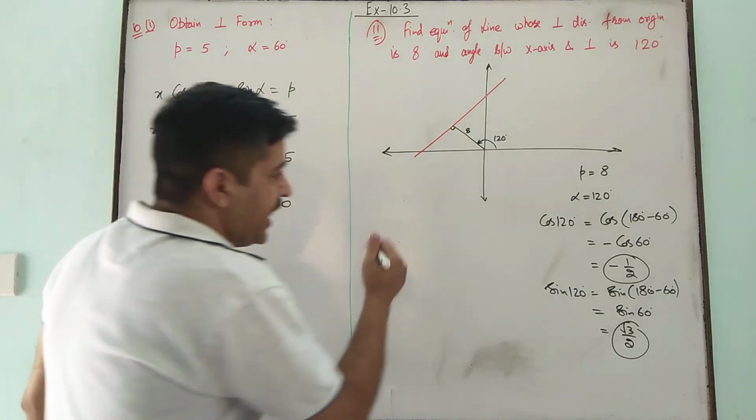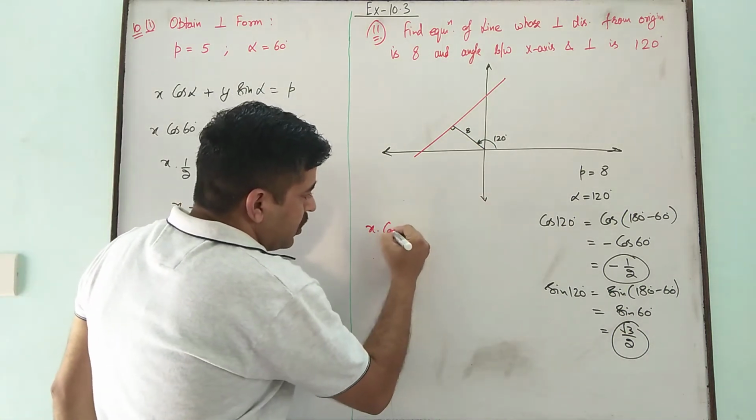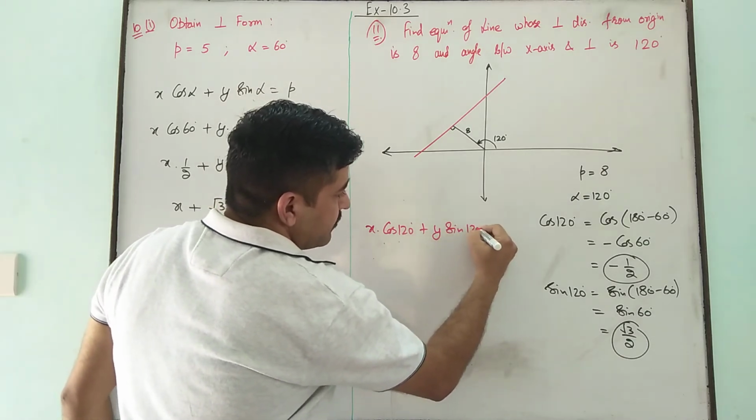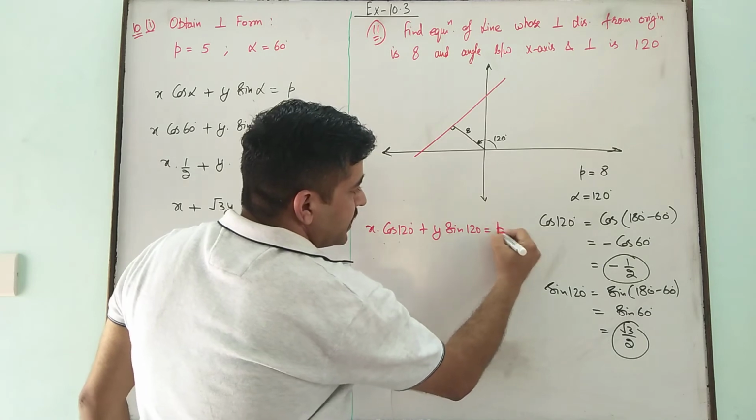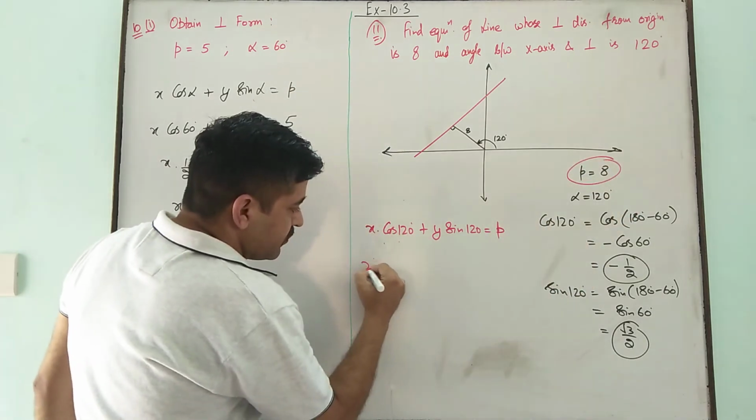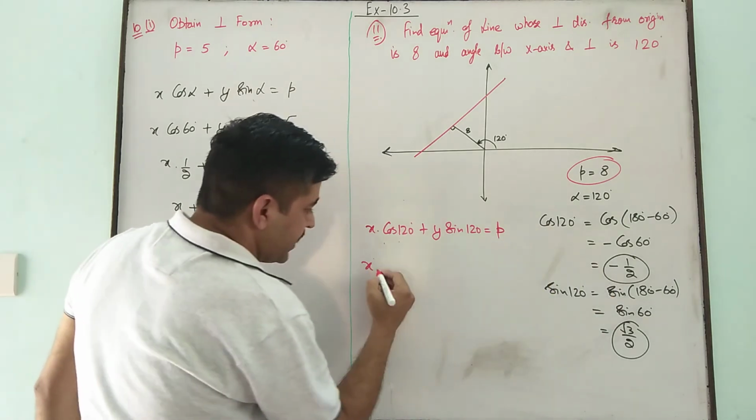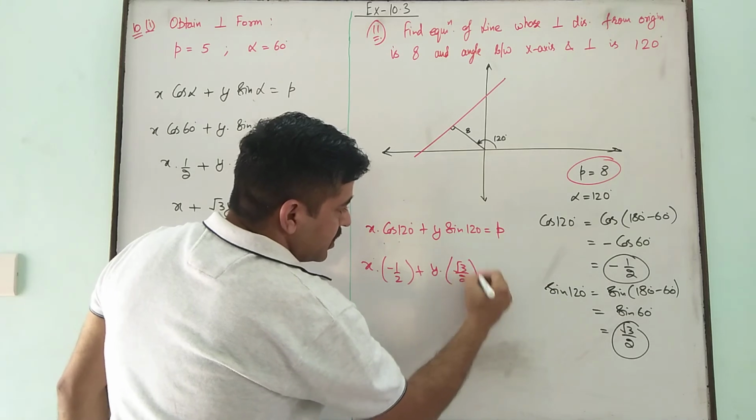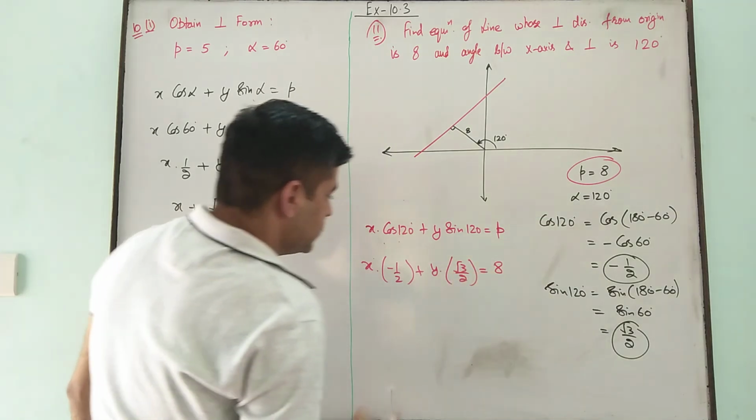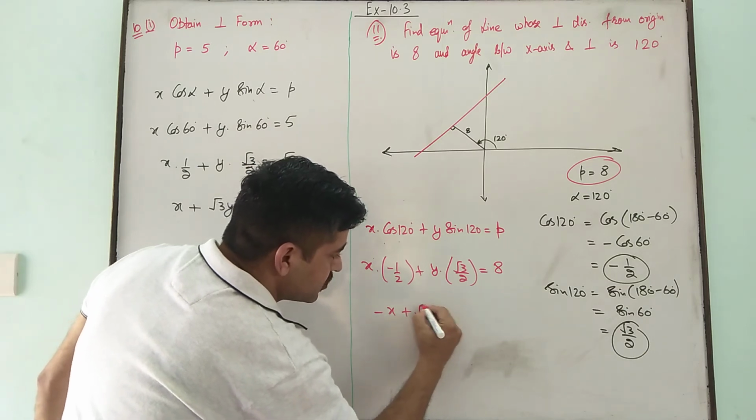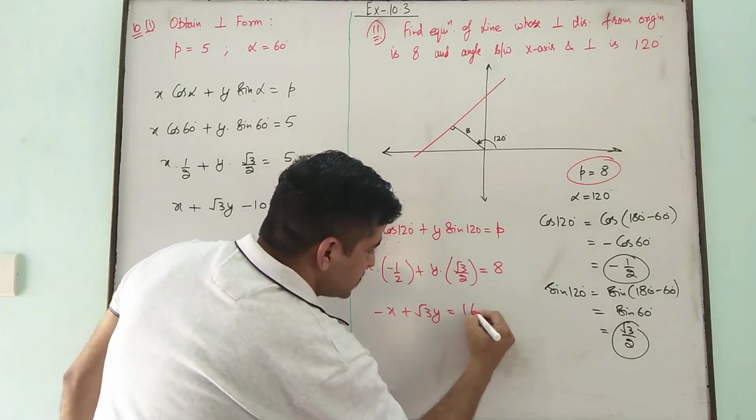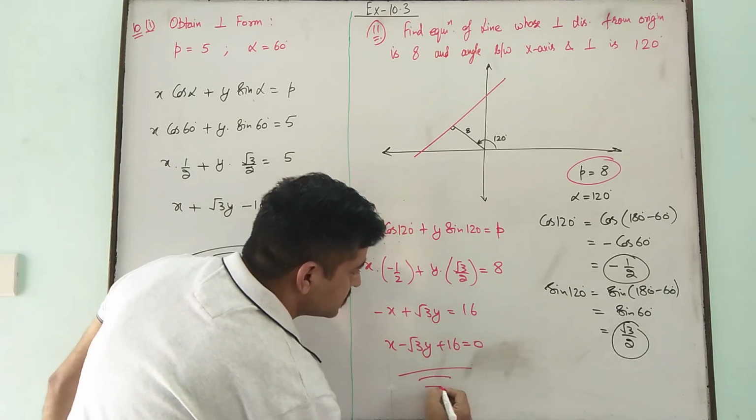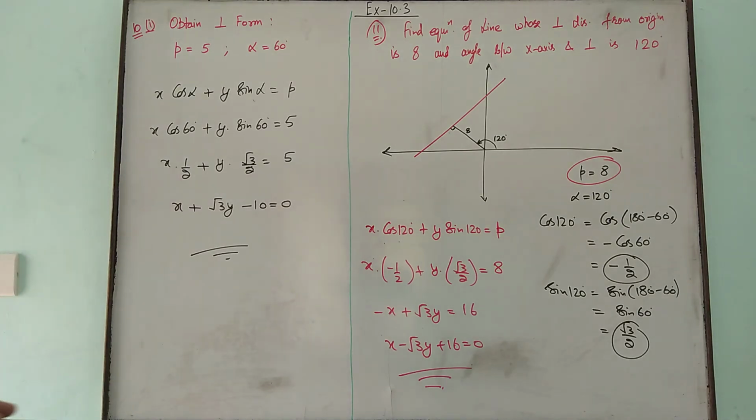And our result is x cos 120 plus y sin alpha, that is 120, is equal to p, that is p is given 8. So we got x cos 120 is minus 1 by 2 and y sin 120 is root 3 by 2 and p is given what? 8. So minus x plus root 3y is equal to 16. X minus root 3y plus 16 is equal to 0 is your equation. Write it down.